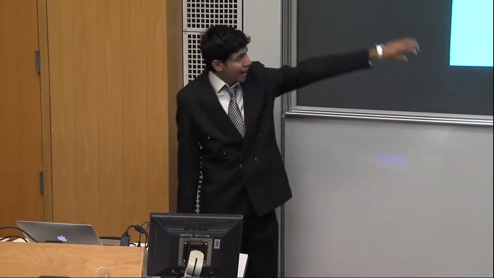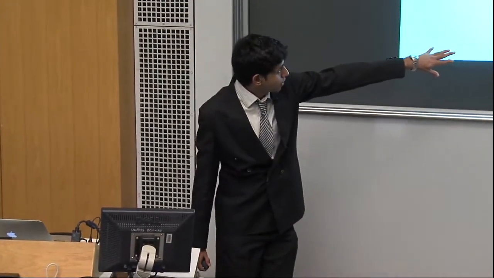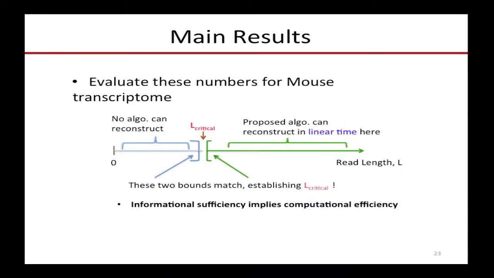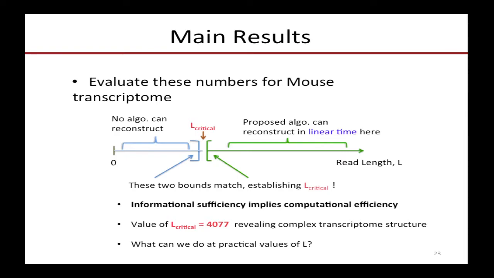OK, so what is the value of L critical? This is the theorist's dream. We have an exact theoretical characterization establishing the critical phenomenon. However, the value of L critical turns out to be 4,000, which is a practitioner's nightmare, because L critical is 4,000, whereas the real values of L are 125. So what do we do now? What can we do at practical values of L?